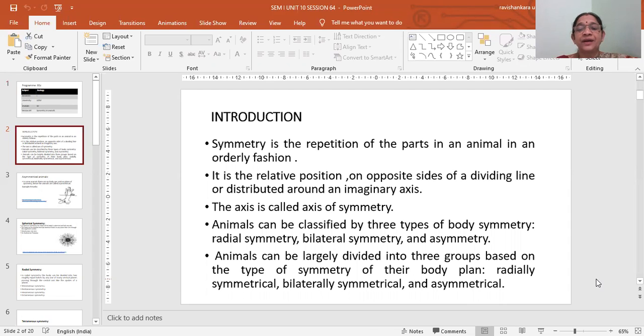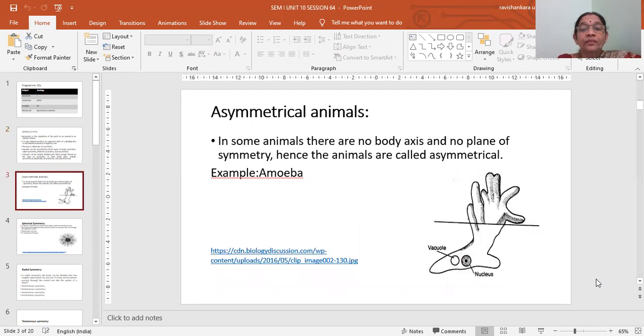Animals can be classified by three types of body symmetry: radial symmetry, bilateral symmetry, and asymmetry, which do not show any kind of orderly arrangement of organs. So animals are divided basically into radially symmetrical, bilaterally symmetrical, and asymmetrical.